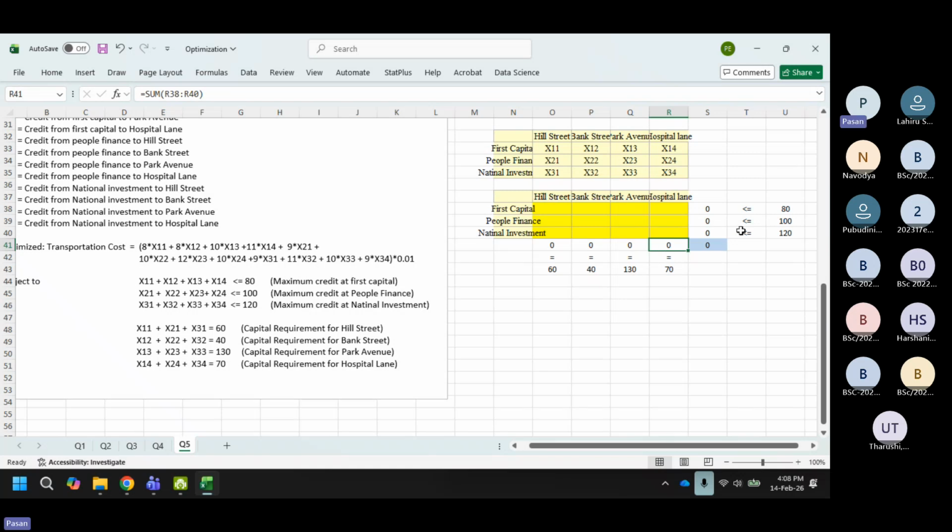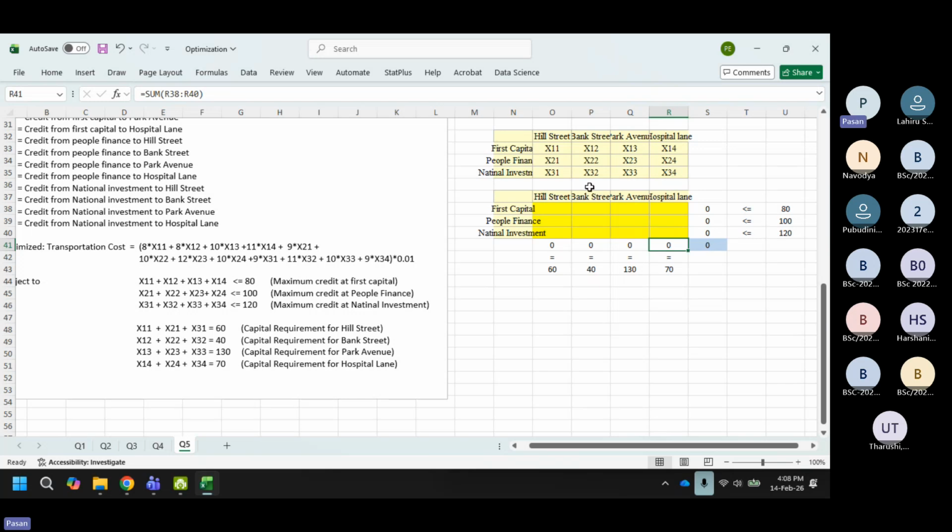And similarly, in terms of each institution, they are going to provide only these numbers. So you cannot go beyond these numbers. So you have a restriction here for each one of these to be less than or equal.